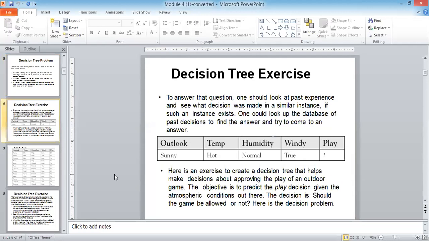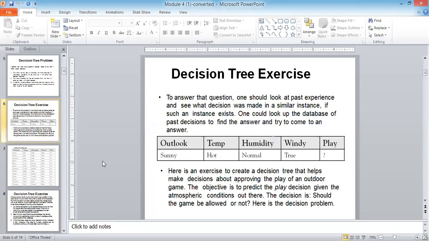Again, if you remember the example where we have an outlook with variables like sunny, overcast, and rainy, and we also have windy and humidity. Now, if I take the same example, I need to decide on a game. Suppose I need to play cricket in India. I need to decide based on the decision tree whether the game can take place or not based on these variables. Based on these variables, I need to decide whether I can play the game or not.